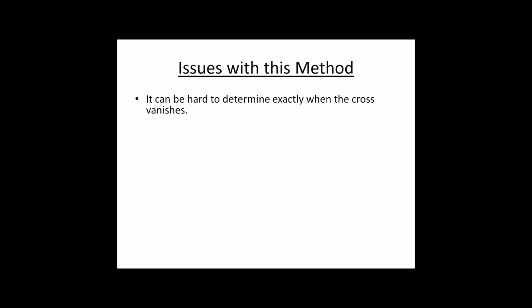Different people have got eyesight that's going to pick up on this to a greater or lesser extent. So different people as well are going to say it's gone at different times. So there's limited reproducibility of this experiment. Reproducibility means that somebody else can do the experiment and get the same results.